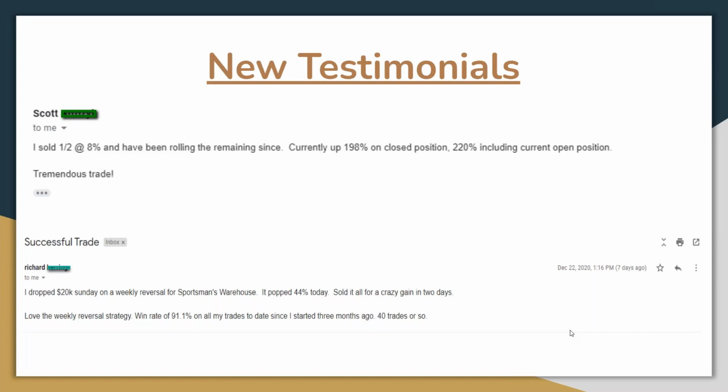Now, Richard sent me this a couple months ago. He said, "I dropped 20K Sunday on a weekly reversal for Sportsman's Warehouse. It popped 44%, sold it for a crazy gain in 2 days. Love the reversal strategy, win ratio of 91.1% on all my trades to date since it started 3 months ago, 40 trades." So he's actually beating me, and I think that's phenomenal.